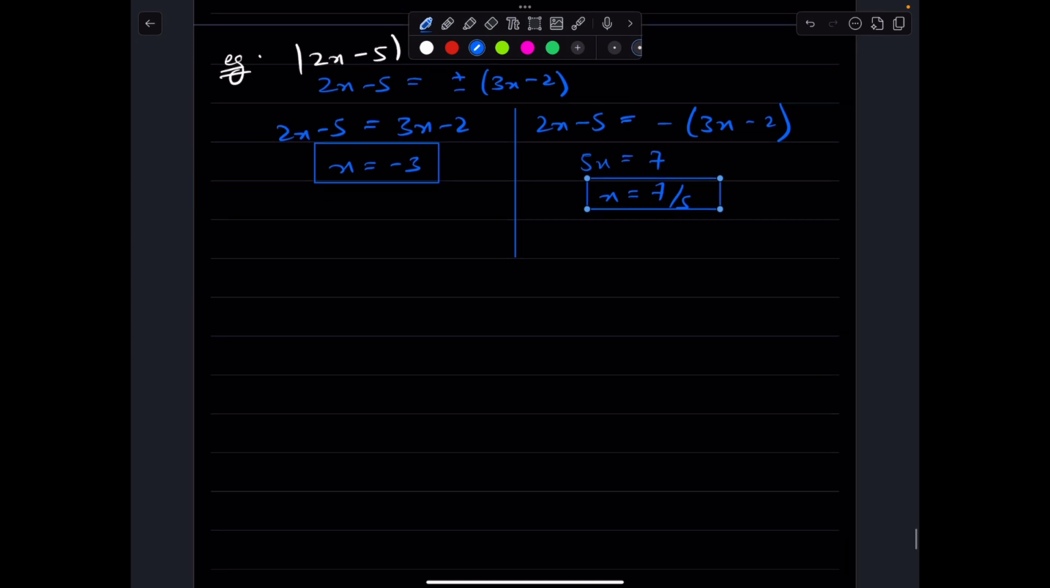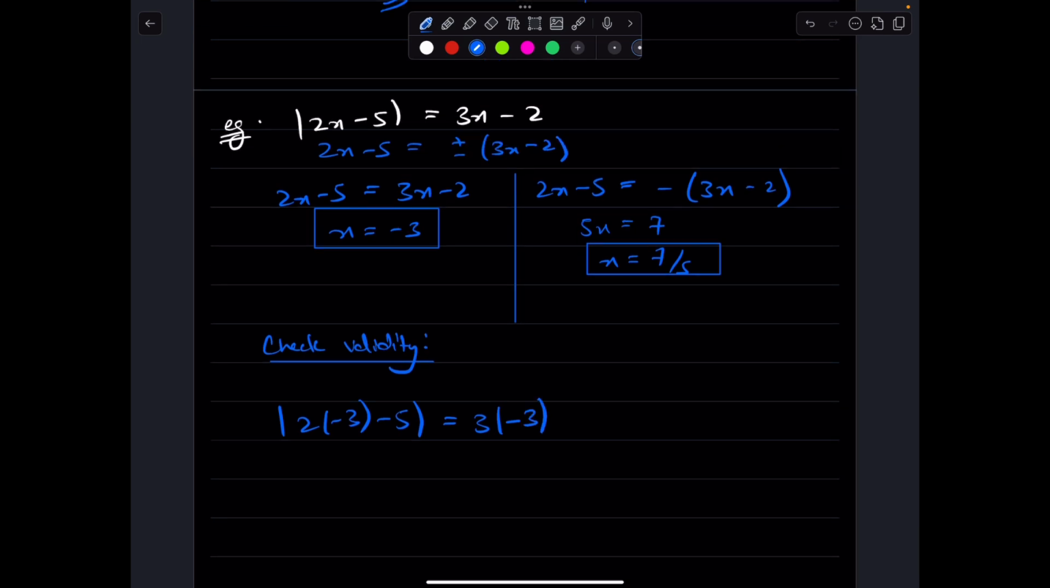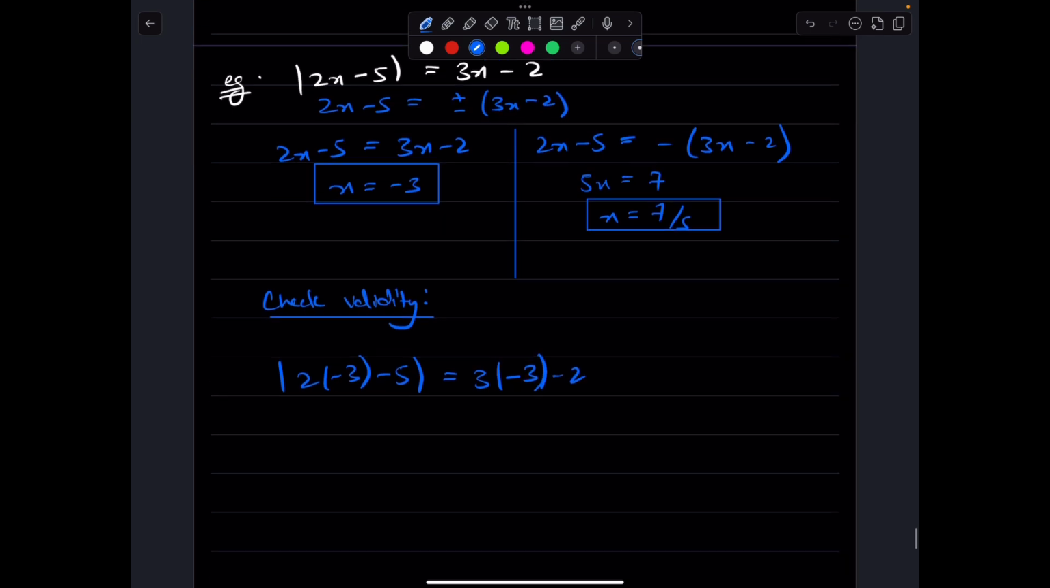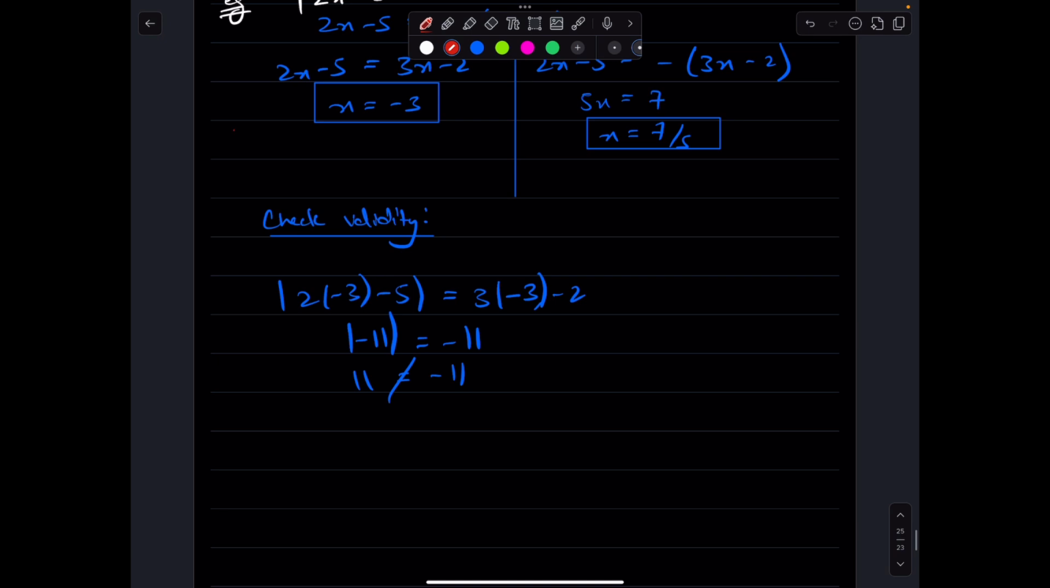We check the validity again. We check the validity by substituting both the values separately into the original equation. So we have something which looks like this, and we have modulus of minus 11 equals minus 11, and this turns out to be 11 equals minus 11, and 11 is not equal to minus 11. Thus, we reject this value.